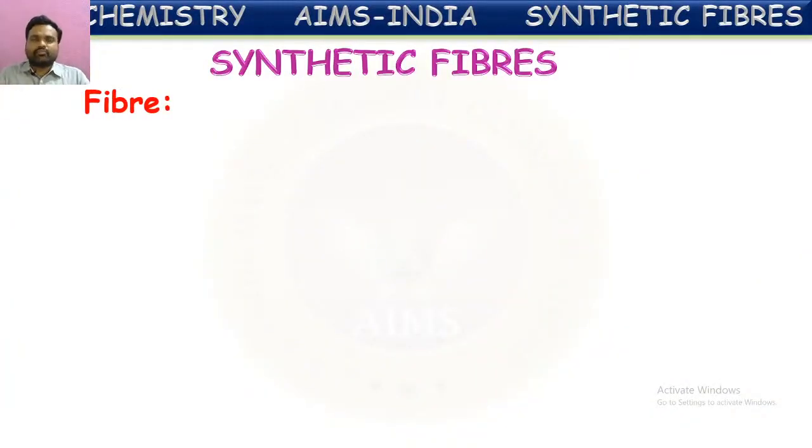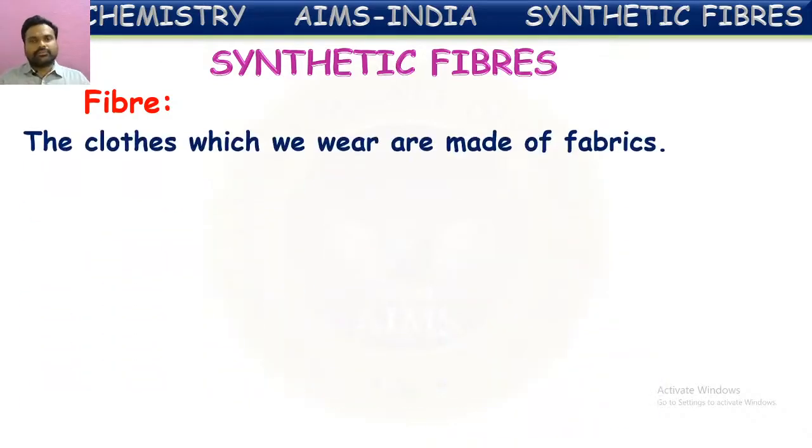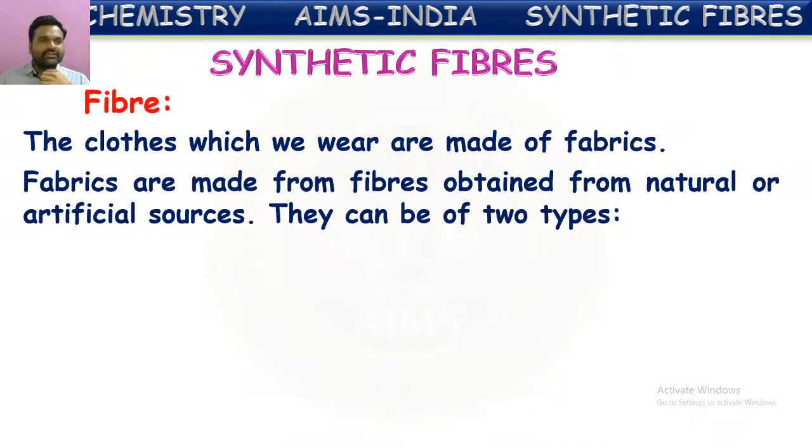First let us see what a fiber is. The clothes which we wear are made up of fabrics. These fabrics are made from fibers obtained from natural or artificial sources. So, fibers are obtained from either natural sources or artificial sources. These fibers are made into fabrics, and these fabrics are used to make the clothes which we wear daily.